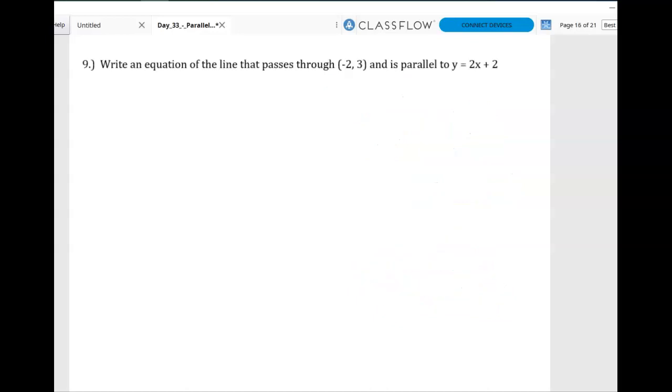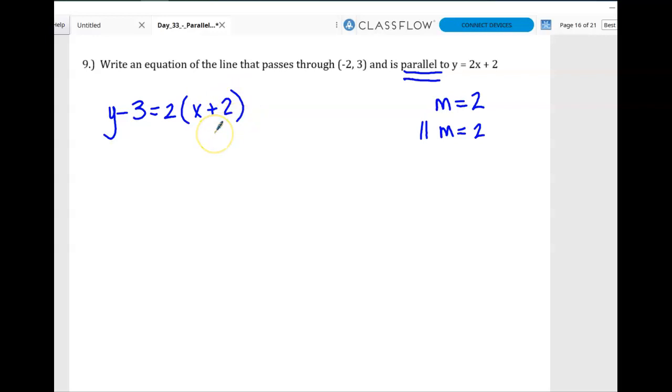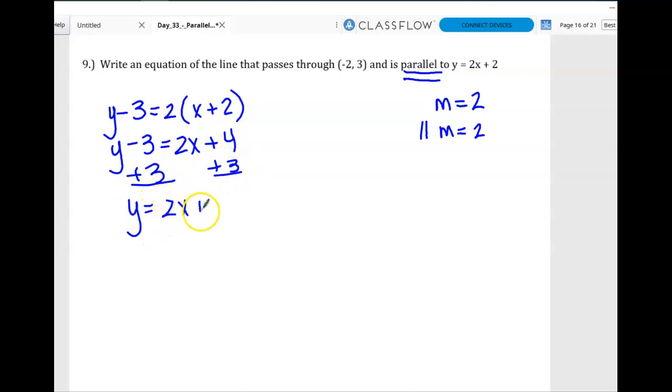All right, and number 9, write the equation of a line that passes through -2, 3 and is parallel to y equals 2x plus 2. So right away I see it's parallel, so I'm going to pull out the slope. My parallel slope I know is the same, and I'm going to use the slope with the point. So I'm going to put it into point slope form. Y minus 3 equals 2 times x plus 2. I'm going to distribute it. I'm going to add 3 to both sides. So y is equal to 2x plus 7.